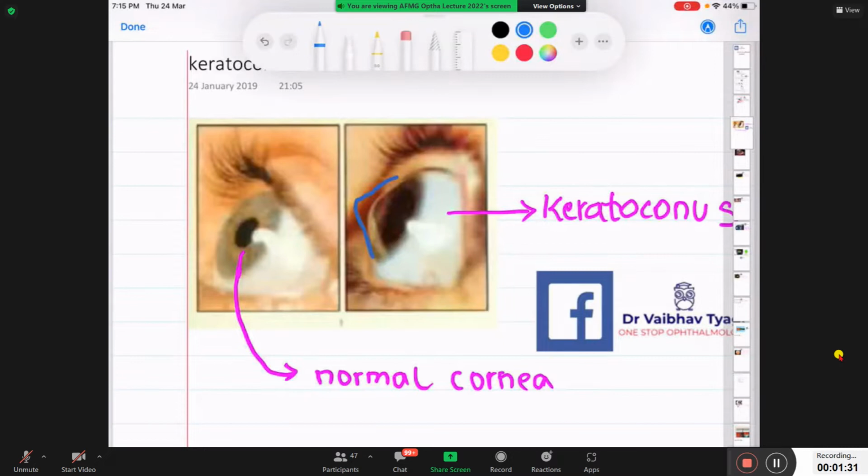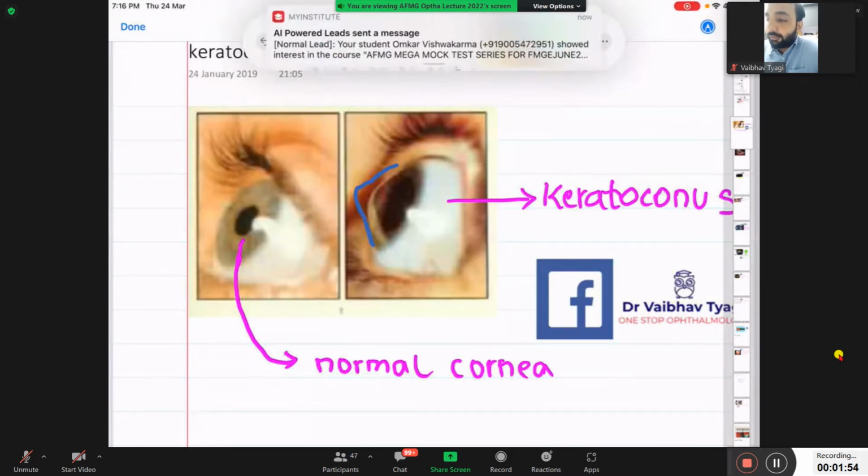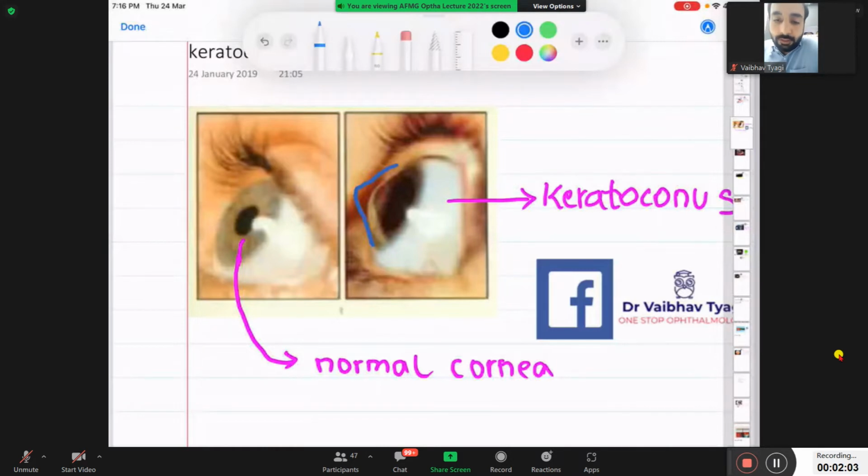So when the shape of the cornea is altered, it becomes conical in shape. That condition is called keratoconus, and it is a pathological state. Can you appreciate the normal cornea and this conical shaped cornea? As I told you before, when we were discussing accommodation, whenever the curvature changes, be it cornea or lens, the power of that structure automatically increases. You remember that? So that rule also applies in keratoconus.